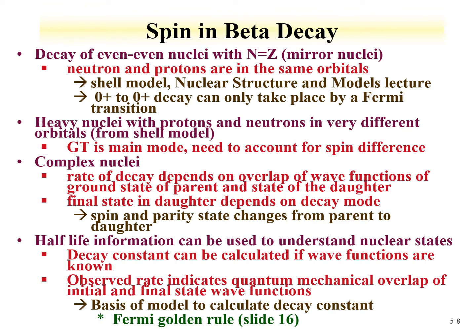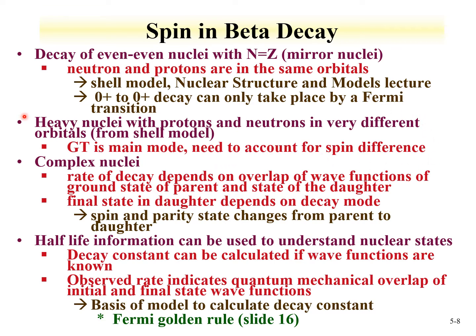Now, for even nuclei, let's say mirror nuclei, where the number of neutrons equals the number of protons, neutrons and protons can be in the same shell. I can get transitions from 0+ to 0+ decay. That can take place by a Fermi transition. For heavy nucleons, Gamow-Teller is the main mode, as we already discussed in the previous slide, because we need to account for the spin difference.